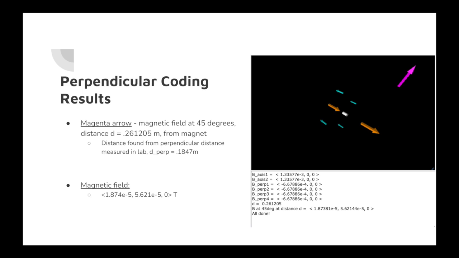So now onto the perpendicular coding results. We insert a magenta colored arrow which represents the magnetic field at 45 degrees at a distance d, which is around 0.261205 meters from the magnet. And this distance was found from the perpendicular distance that was measured in the lab, d perp, which equals 0.1847 meters. We also get a result for the magnetic field, which is shown on the second bullet point and in the code.